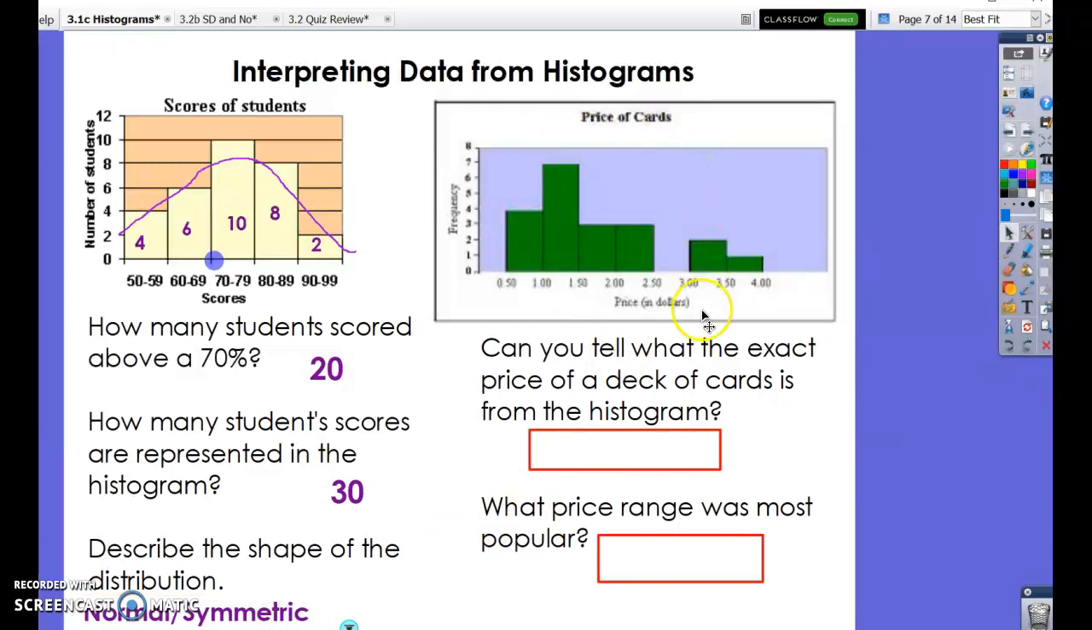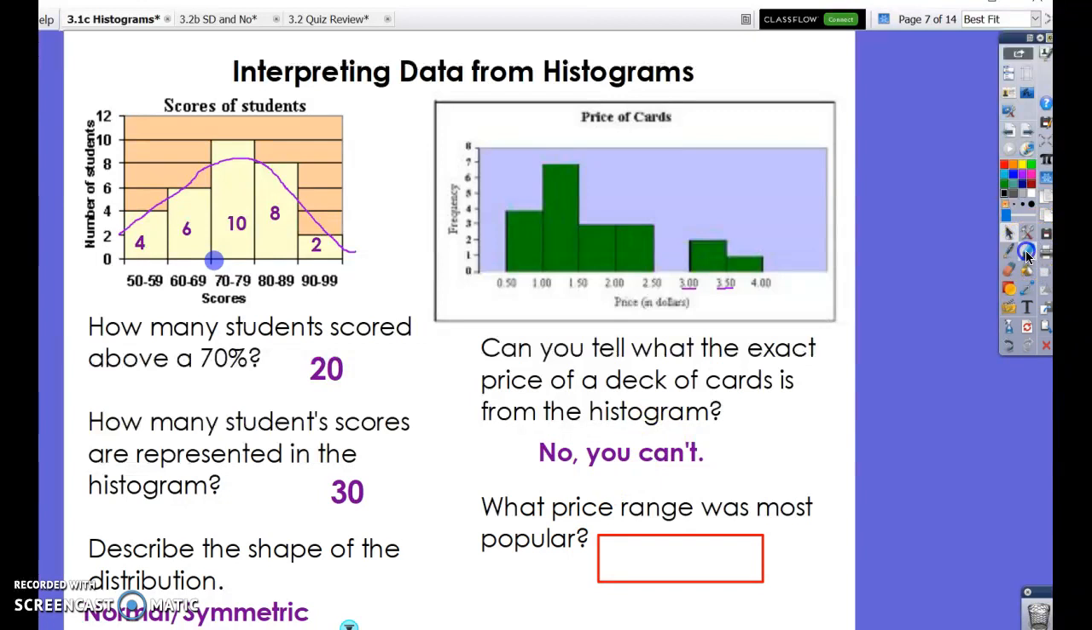Price of cards: can we tell what the exact price of a deck of cards is from this histogram? No, we cannot, right? We can tell that 2 stores had prices that were between $3 and $3.50, but we can't tell what those exact prices are. We don't know if they were $3, if they were $3.13. A histogram can't tell us that information.